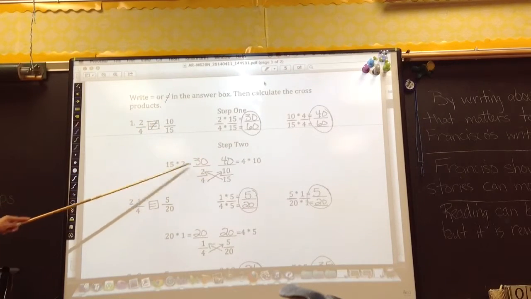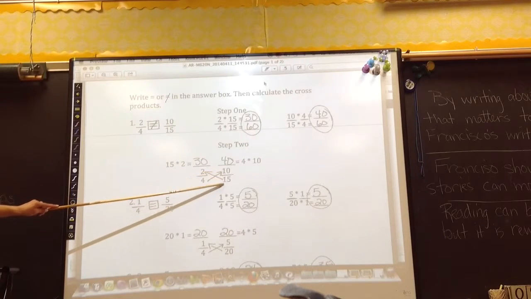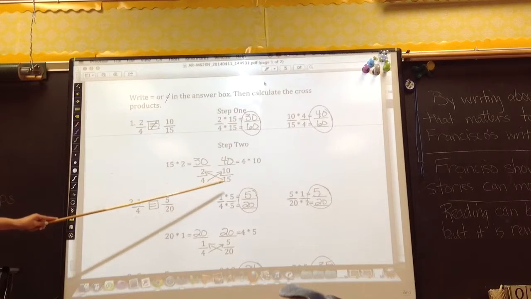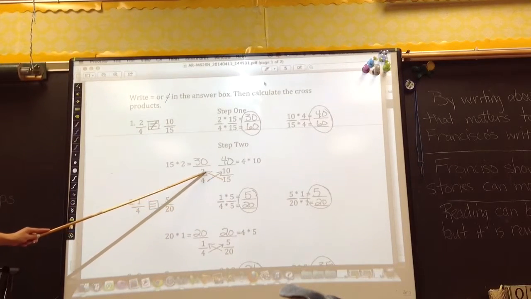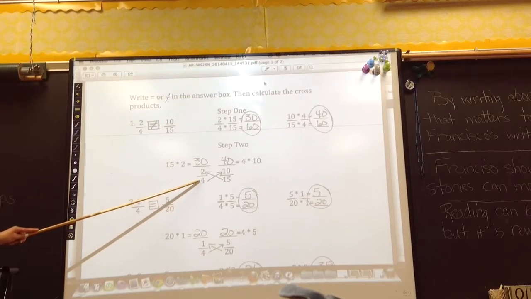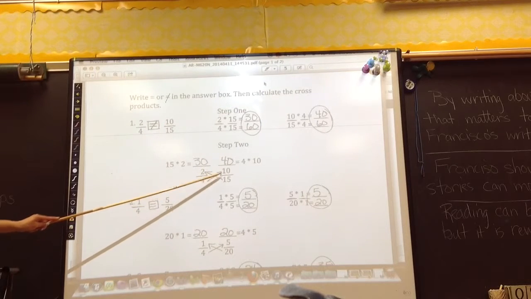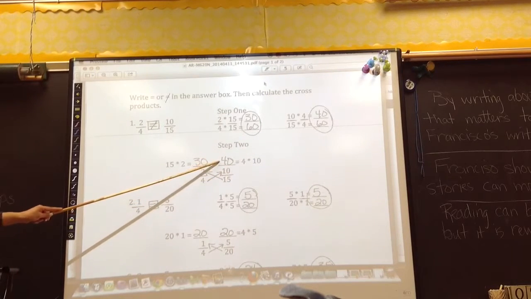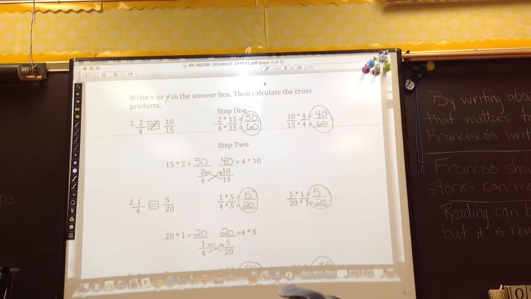Step 2, we're going to take the fractions 2/4 and 10/15 and we're going to cross multiply. We're going to draw an arrow from the right-hand side denominator to the left-hand side numerator, which will give us 15 times 2, which equals 30. And then we're going to take the left-hand denominator and multiply it times the right-hand side numerator, 4 times 10, which gives us 40. Again, 30 and 40 are not equal.